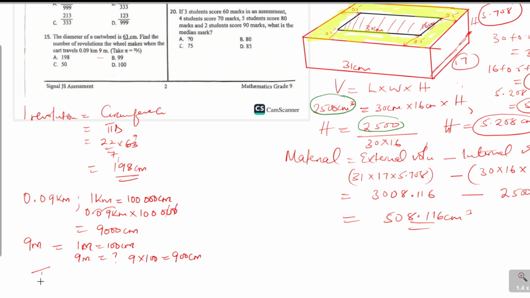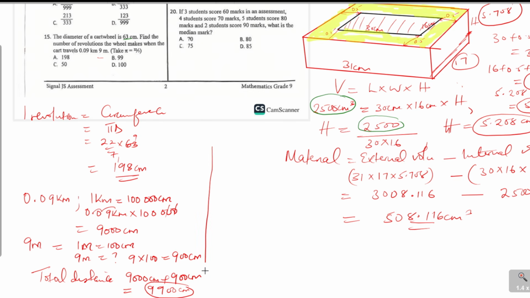So now the total distance will be 9,000 centimeters plus 900 centimeters, which gives 9,900 centimeters. So that is the total distance.